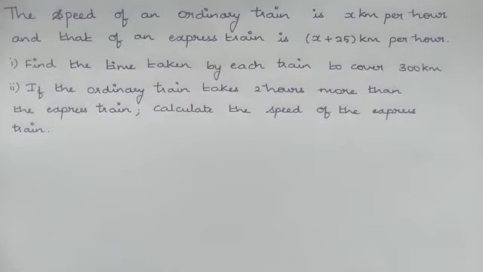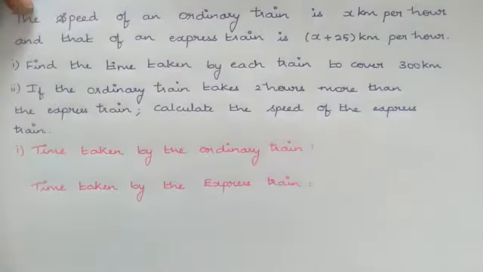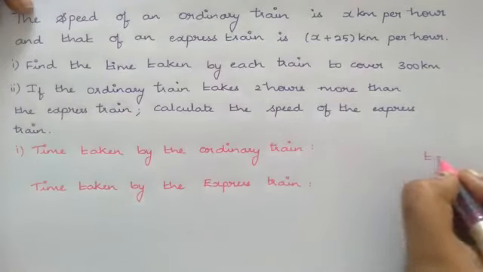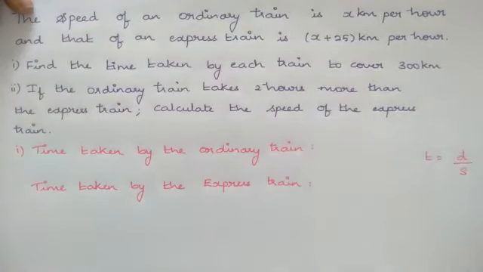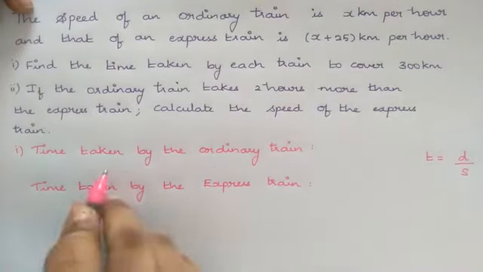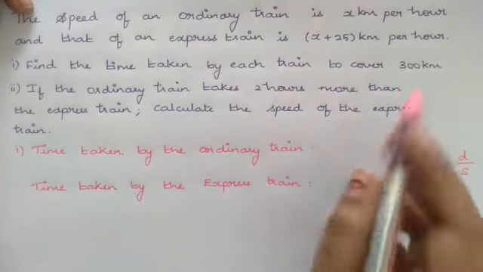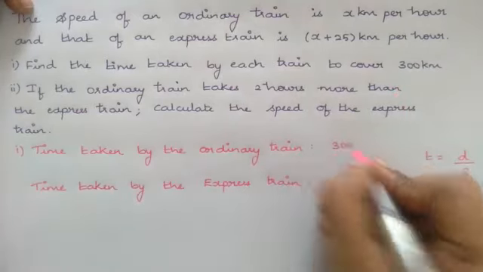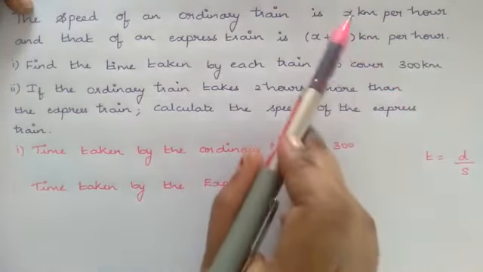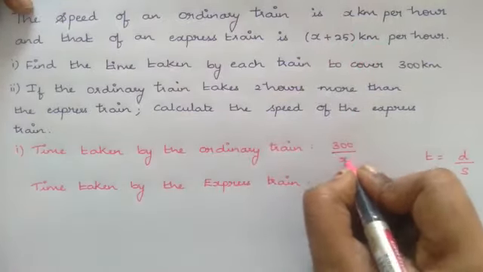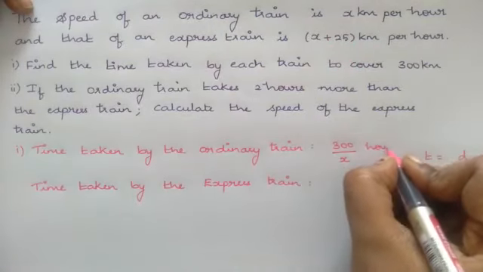So here we are going to identify the time taken by each of the train. So time taken by the ordinary train and time taken by the express train. Since we all know the time taken is nothing but the distance by speed. Here also the time taken by the ordinary train, in order to cover 300 kilometers, so the distance is 300 kilometers. The speed of the ordinary train is given as x kilometers per hour. So 300 by x hours.